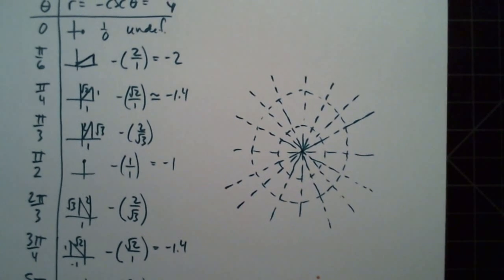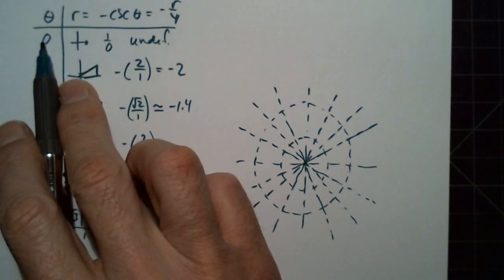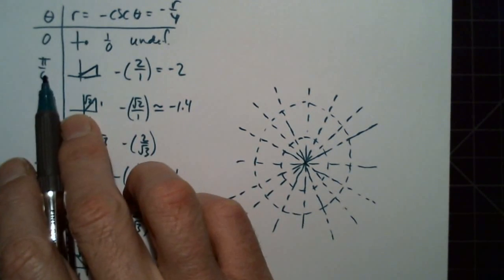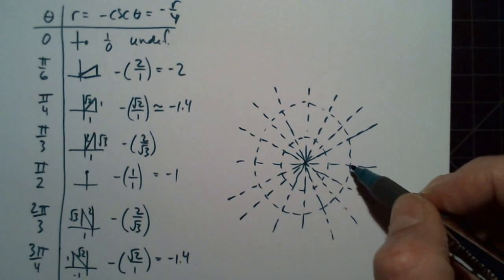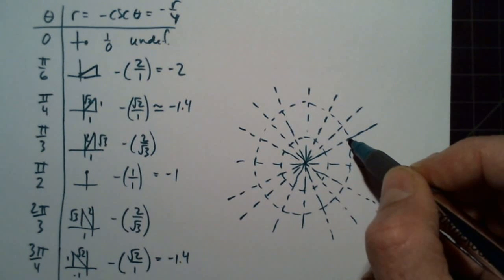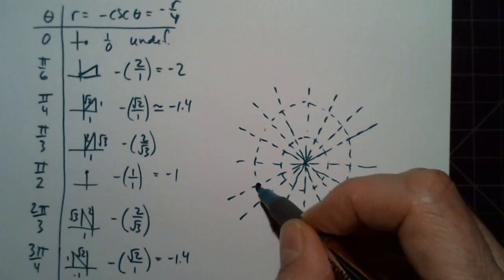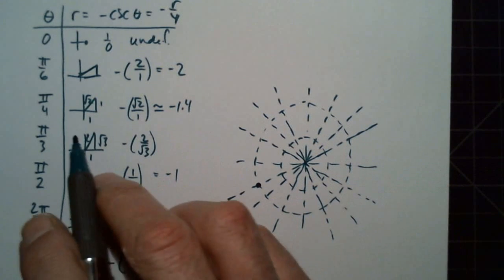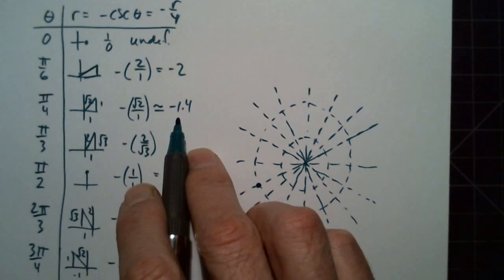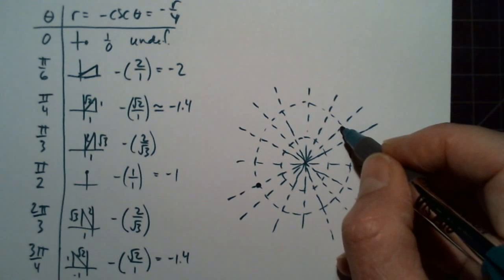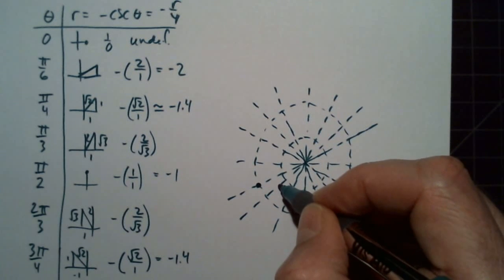Alright, at 0 it's undefined, we don't have a point there. At pi over 6, we go to negative 2. Rotate pi over 6 and go out to negative 2. Rotate pi over 4 and go to negative 1.4. Pi over 4, negative 1.4.